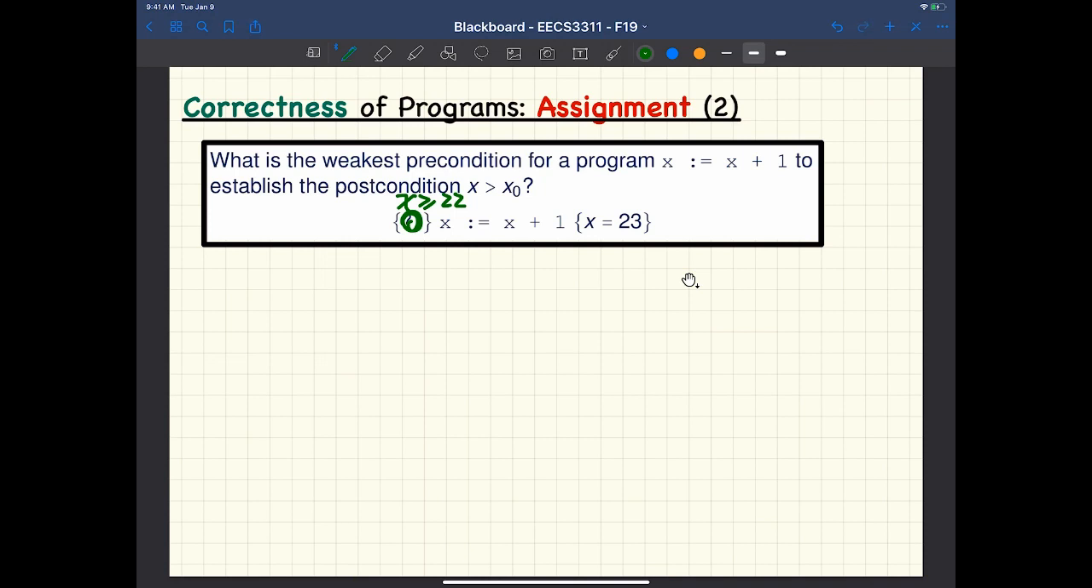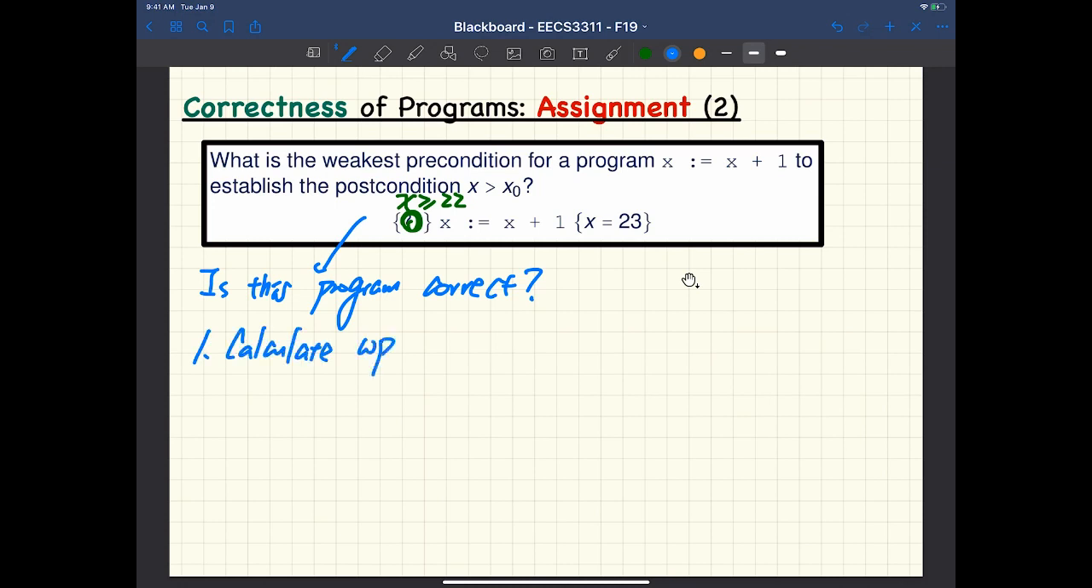Okay. So let's say I change the question a little bit to make it a little bit more relevant. So now, is this program correct? That's the question. And there will be 2 steps you have to write down in order to conclude. Step number 1: calculate the WP for this implementation over here.